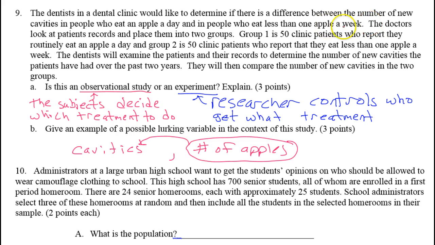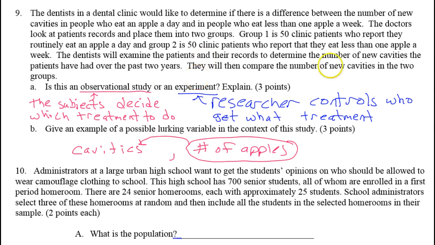So what do the doctors do? The doctors look at patients' records and place them into two groups. Group 1 is 50 clinic patients who report that they routinely ate an apple a day. Group 2 is 50 clinic patients who report that they eat less than one apple a week. All right, so the answer is going to be right in there.